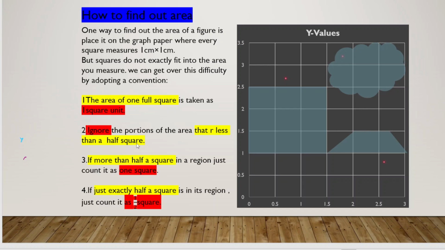Welcome to e-Manabadi. Today we are going to talk about how to find out the area. Children, do you have any idea of finding out the area? Okay, let me explain, children.